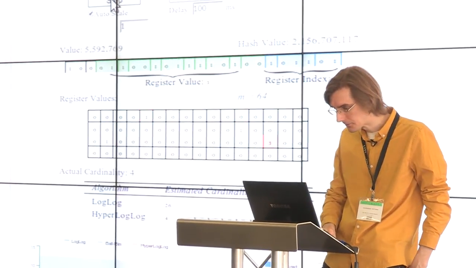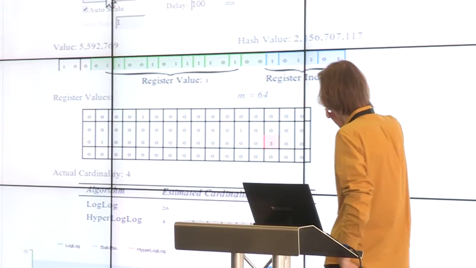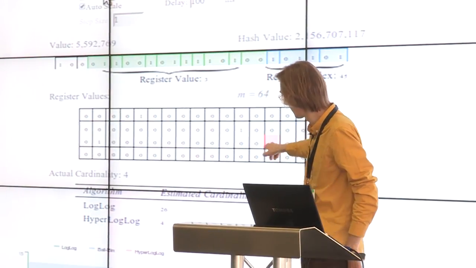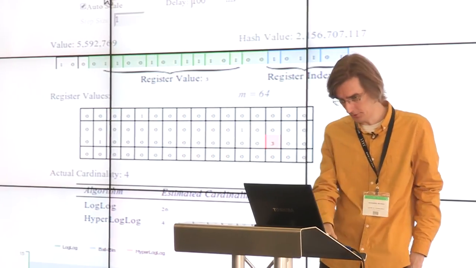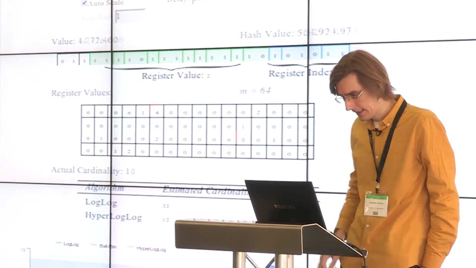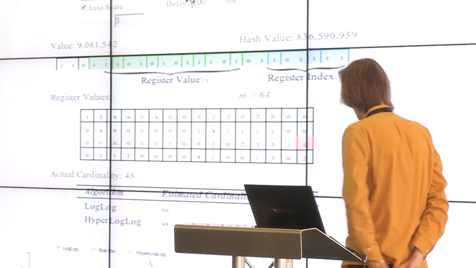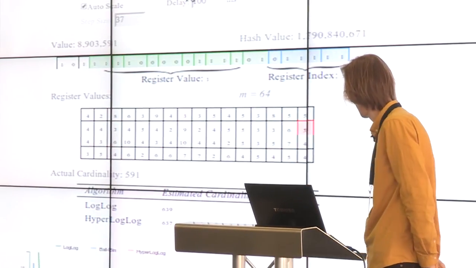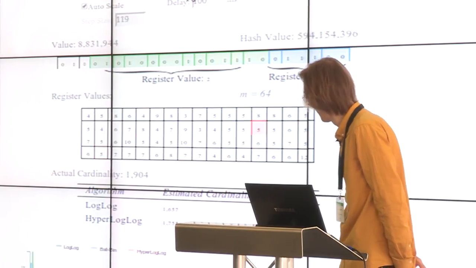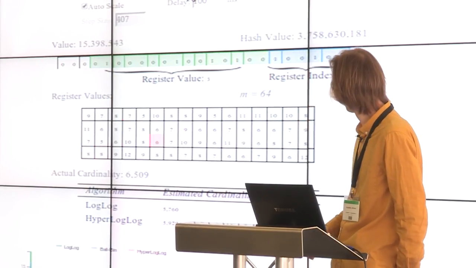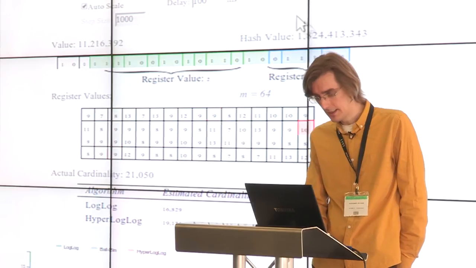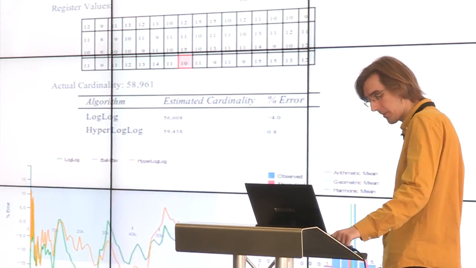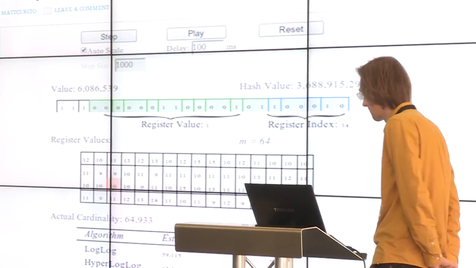And for example, here we have 3, 2 leading zeros plus 1. Register index is here, we're adding 3 here. And if we run, you will see that this map becomes filled with numbers. And they're rising. And actually, it calculates something. Nice. And it coincides.